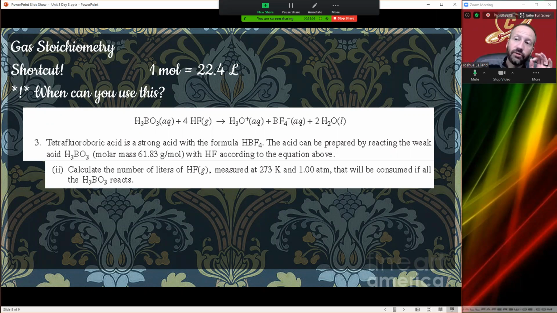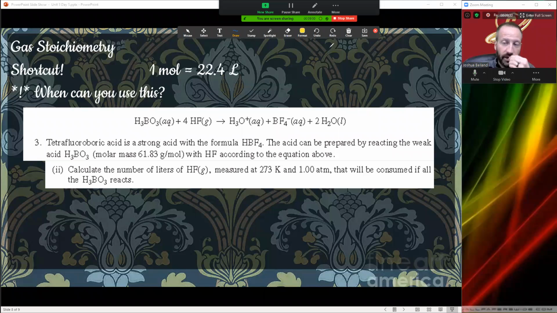But something that very often comes up as a part A or B, something for one quick, fast, easy point, especially on the free response portion, is using this identity. 1 mole of any gas at STP is 22.4 liters. Now this is on your formula chart.